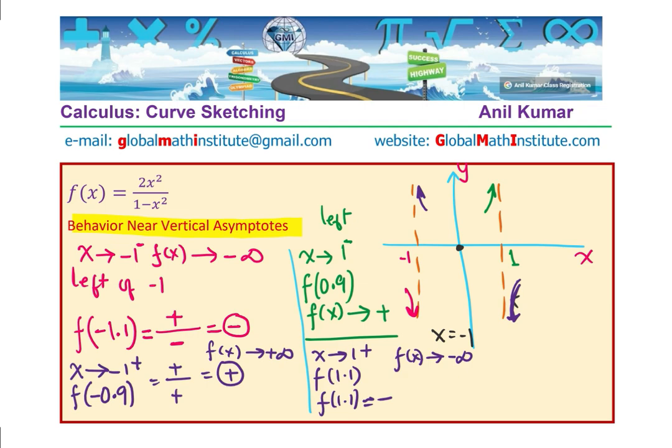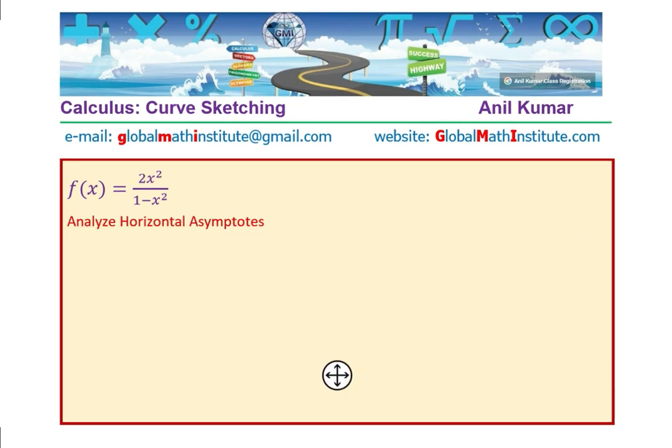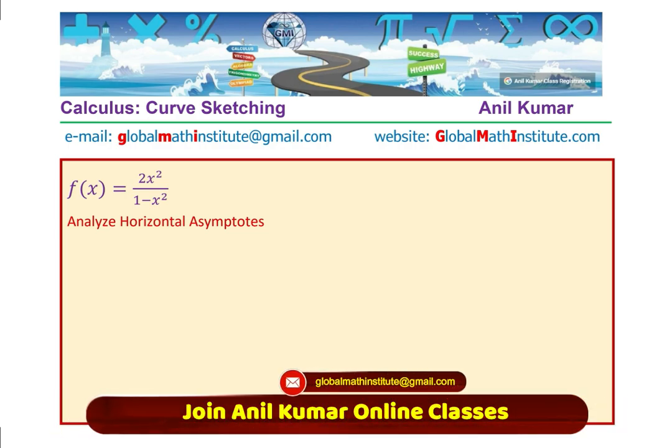So we figure out that for the equations x equals plus or minus 1, the vertical asymptotes, we know now the behavior. So that is how you have to get the behavior near the vertical asymptote this time. Perfect. Now let's move on and find the horizontal asymptote for the given function.